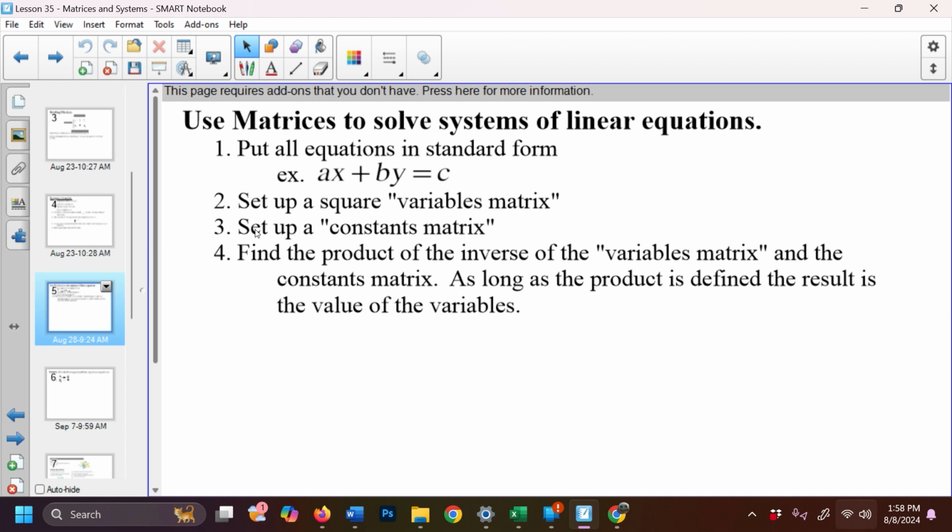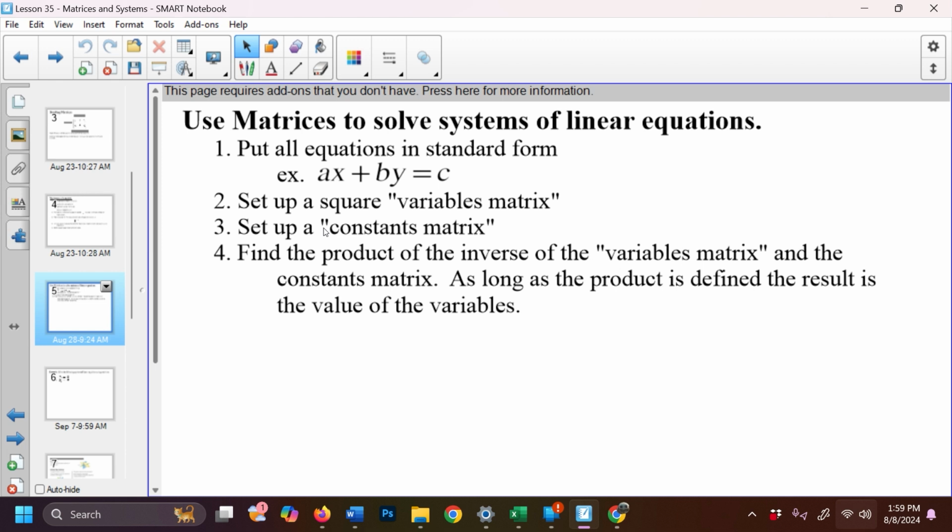Now, I'm introducing some Macaulay-isms here just so that we can easily understand what we're talking about. And we're going to set up 2 matrices. It's going to be a square matrix that we're going to call the variables matrix. And the variables matrix only has the coefficients of the variables. So x and y are variables, and a and b are coefficients of that variables matrix, and so a and b are the values that are going to go into the variables matrix. Then we're going to set up a constants matrix, and that matrix is not going to be square.